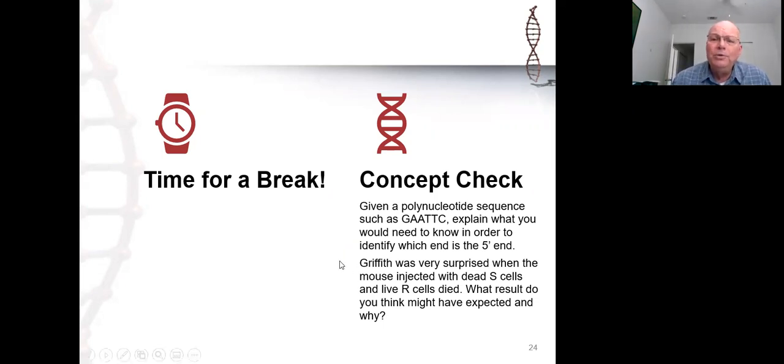Explain what you would need to know in order to identify which end is the 5' end. So if you've got this sequence, what do you need to know in order to be able to identify the 5' end, and I guess by extension, the 3' end as well? Then the second question is, Griffith was very surprised when the mouse injected with the dead S cells and the live R cells died, and he was extremely surprised to get that result. What result do you think he might have expected and why? So I'll see you on the other side of the break with the answers.